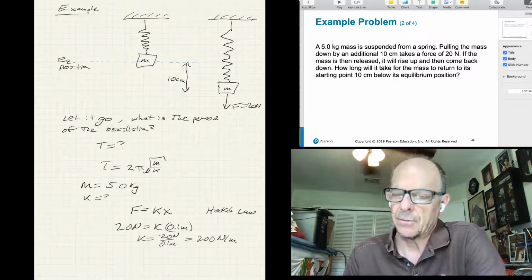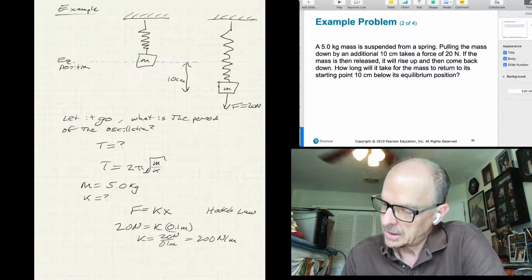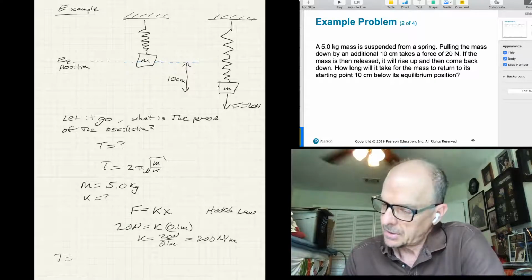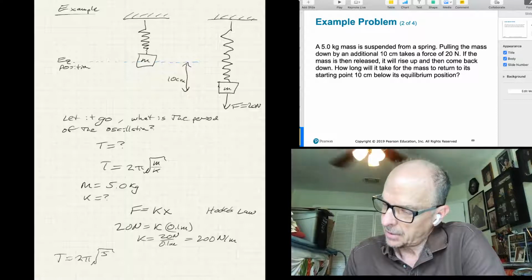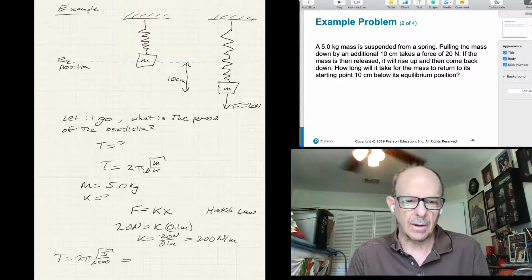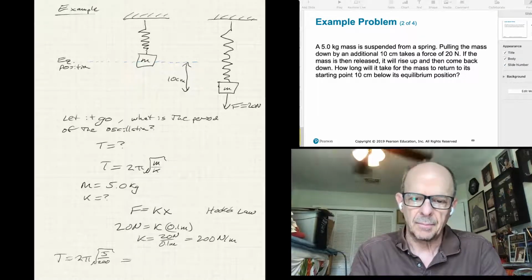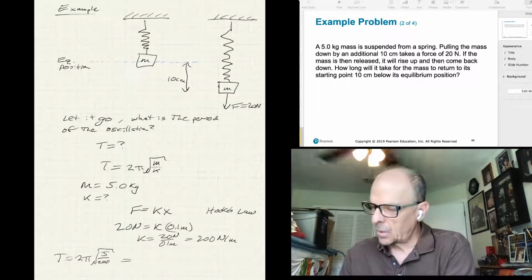We have our mass is 5 kilograms in SI units. So then we can just put our values in a calculator. T equals 2 pi times the square root of 5 over 200. And let's see what that works out to be. It's 1 second.